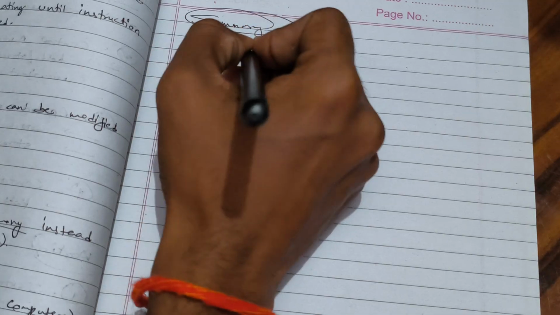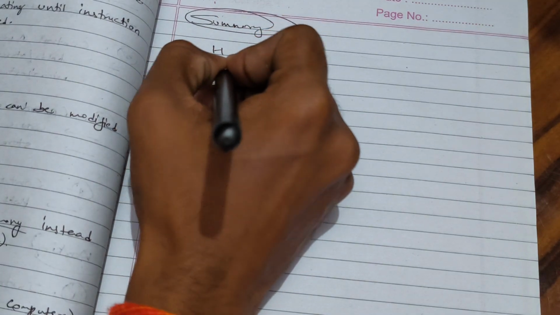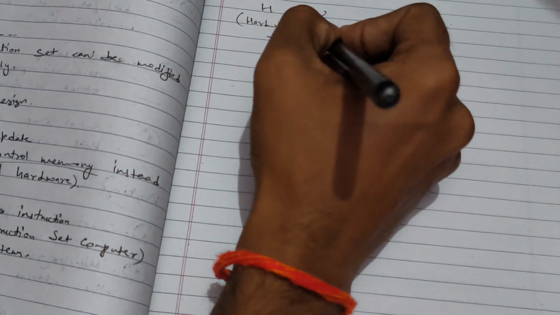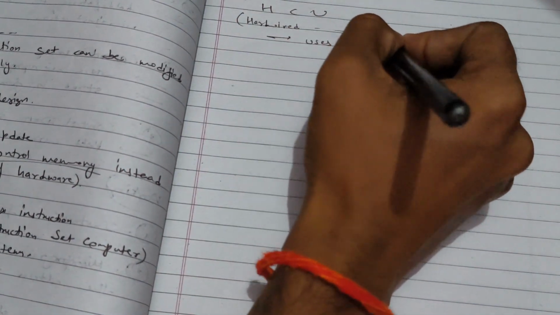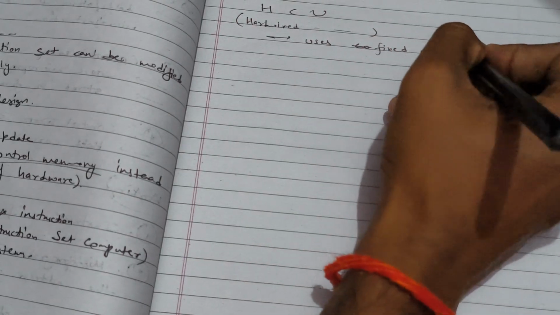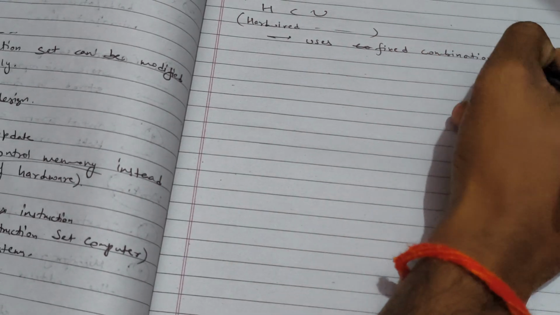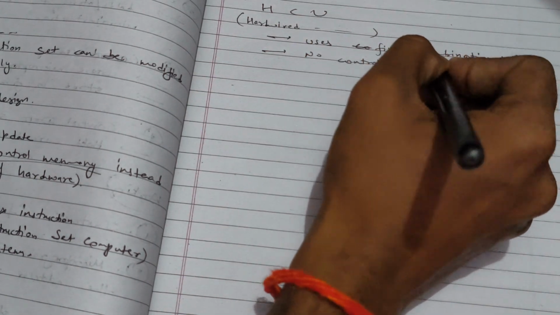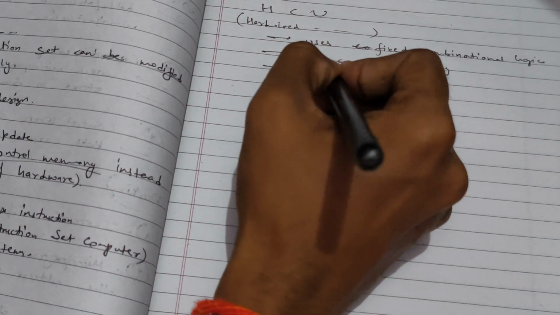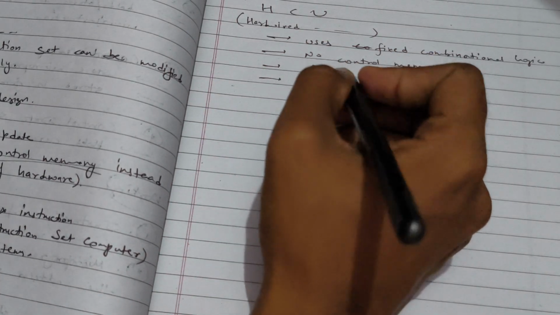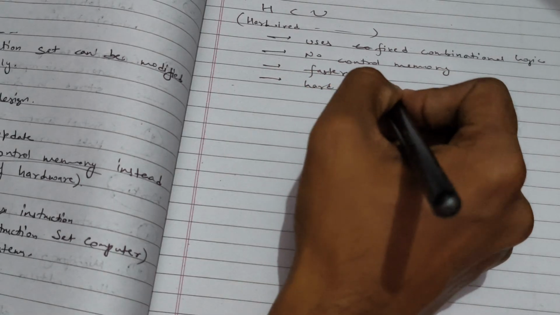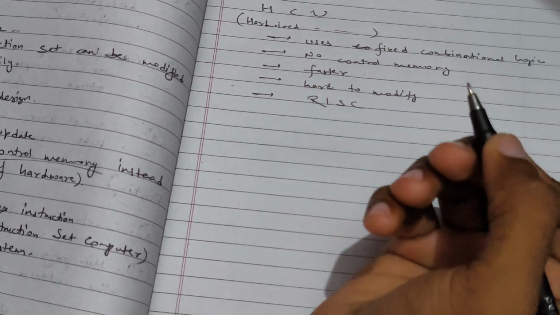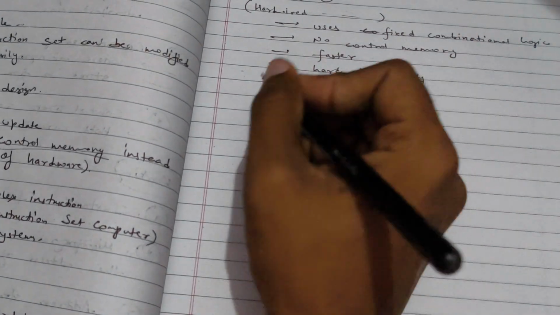We have the HCU, hardwired control unit. We were using fixed combinational logic having no control memory, therefore it was faster but not easily modifiable, so hard to modify actually. It is used for RISC.